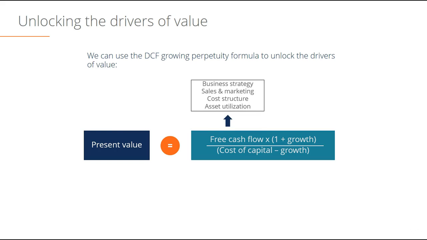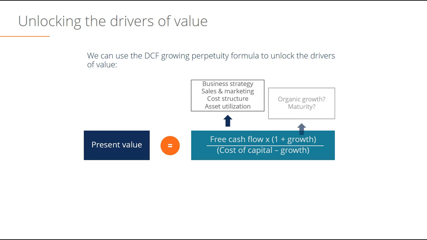On the free cash flow part of this, we have things like business strategy, sales, marketing, cost structure, competitive advantage, business model. These things all drive cash flow of the business. To the extent we can increase sales and decrease costs, we improve the free cash flow. As free cash flow goes up, the net present value of the business goes up.